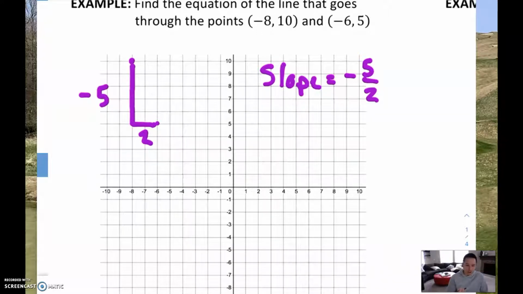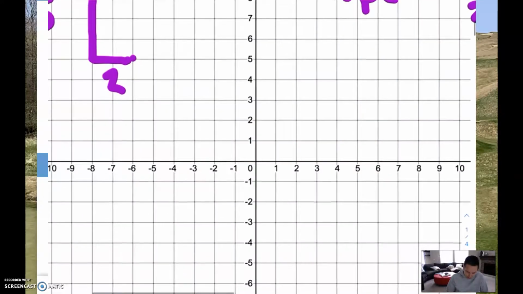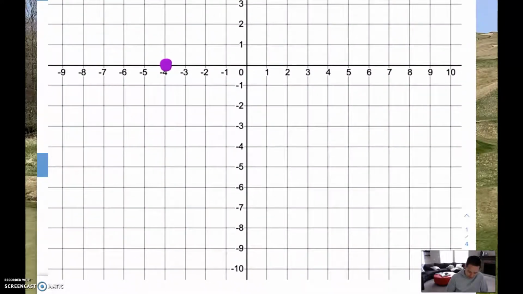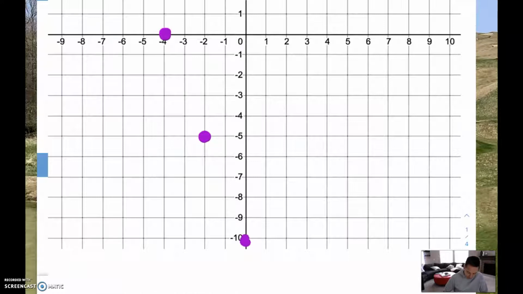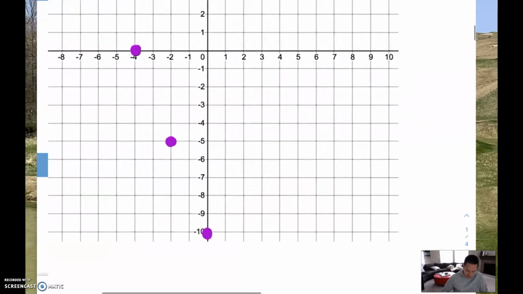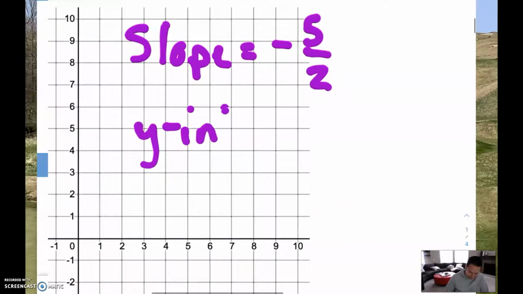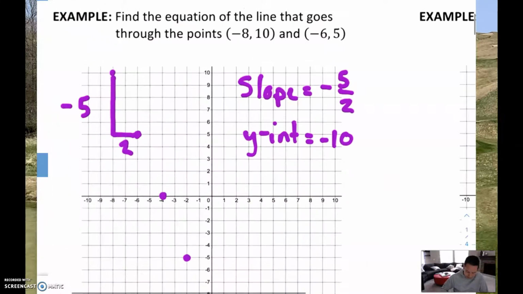So now what we can do is continue that process, going down 5/2 and making more points. We're going to go from this point here down 5 and over 2. That takes us here. We'll continue the process going down 5 and over 2, and we'll continue it once more, down 5 and over 2. And now you realize we've found the y-intercept. That y-intercept is going to be right there at -10. So my y-intercept is -10. Let's go ahead and at least connect the dots to make it a line.